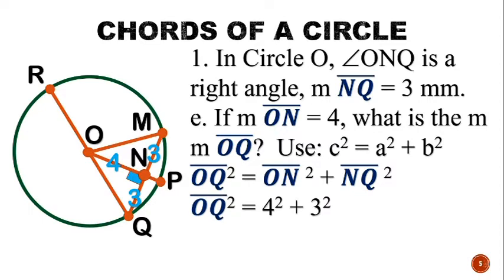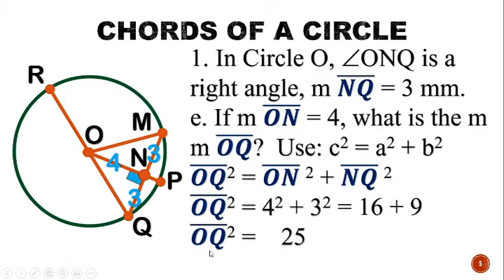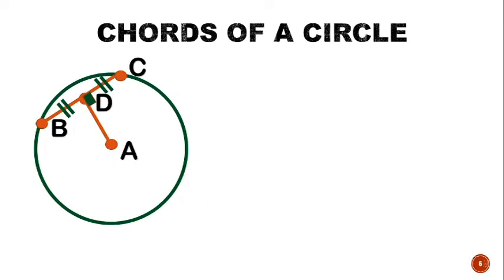Segment OQ squared is equal to 4 squared plus 3 squared, which is 16 and 9. That is equal to 25. Since it is segment OQ squared, we need to extract the square root of both sides to get just segment OQ, which is equal to 5.